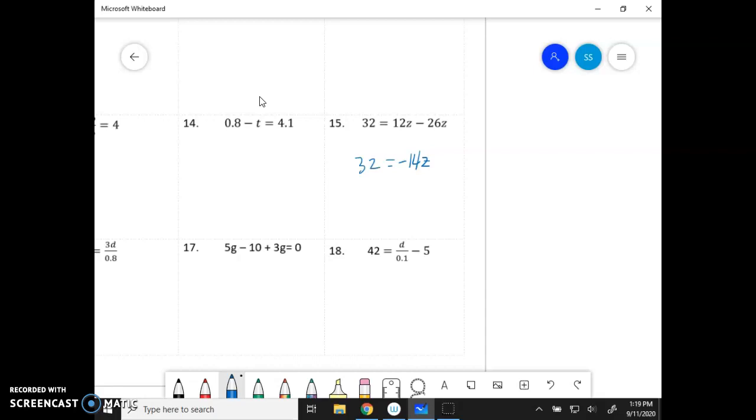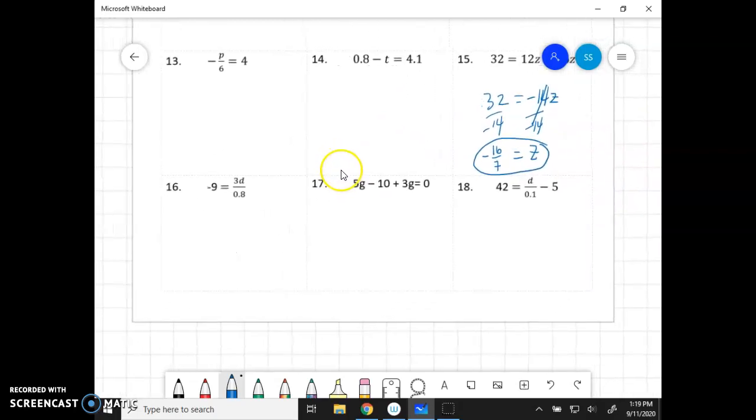Then all we've got to do is divide by negative 14. Some of these are not very pretty answers, I see. Negative 14 divided by negative 14 is positive 1, so we can just put z there. We don't need to put the coefficient of 1 in front. And then this reduces down to negative 16/7. It's not a pretty answer, but it's the right answer nonetheless.